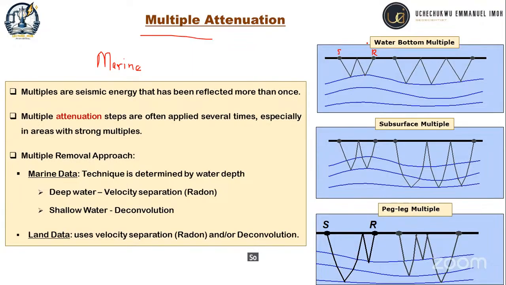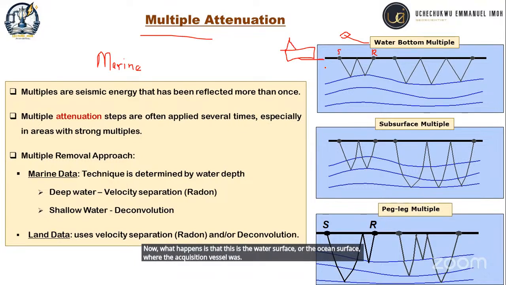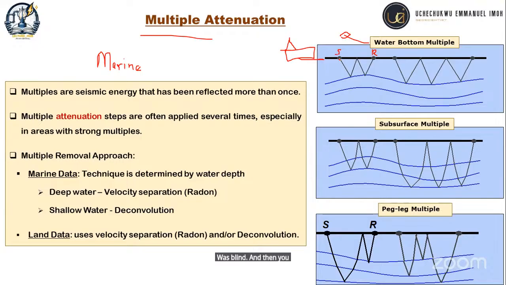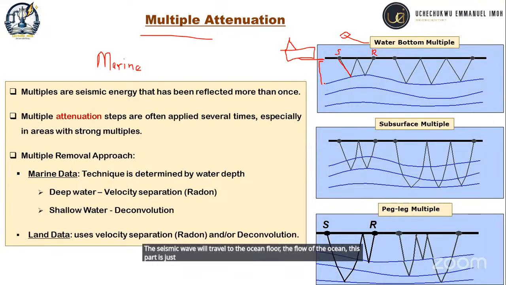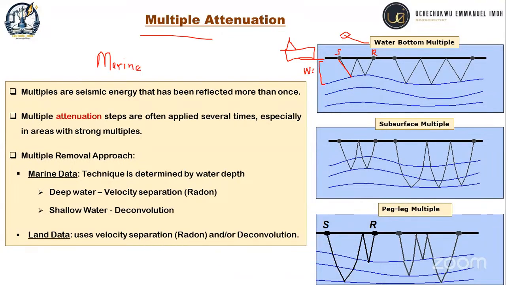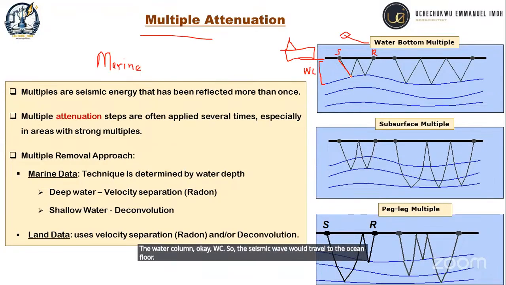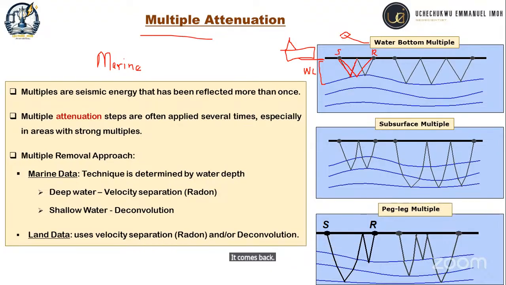So for your marine data, you have the water bottom multiples. Now, what happens is that this is the water surface or the ocean surface where the acquisition vessel was flying, and then you shoot the seismic here. The seismic wave will travel to the ocean floor. This part is just the water column, WC. So the seismic wave will travel to the ocean floor and then travel back. Instead of going straight to the ocean floor, hitting it and going straight to the receiver, it comes back, gets to the ocean surface, travels back down and then goes back up.